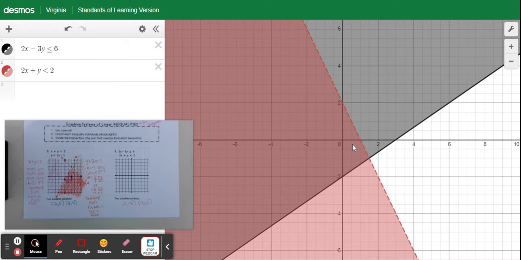Your job is probably going to be more likely to say, along the dotted line, not a solution. Along the solid line, solution. In a shaded region that's not shaded for both, not a solution. This gray and this pink, whereas the red light color is definitely a solution.